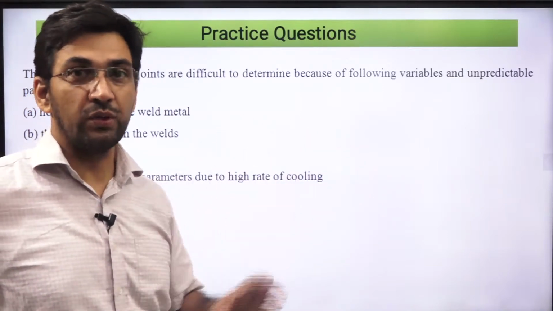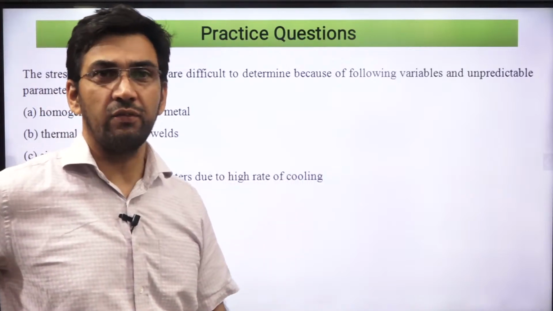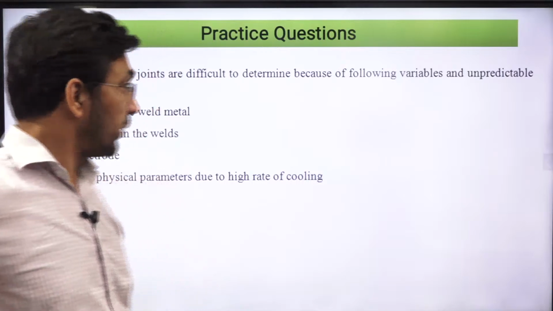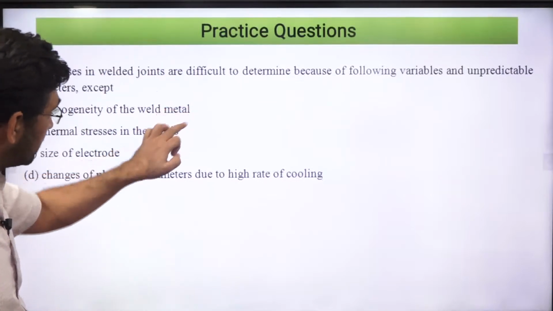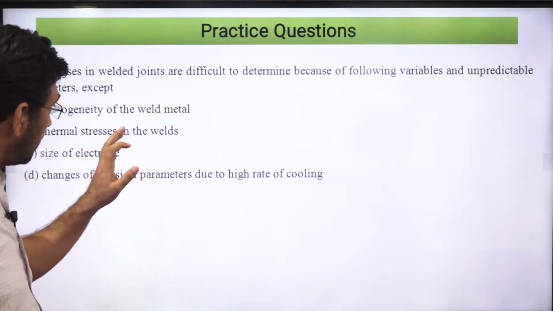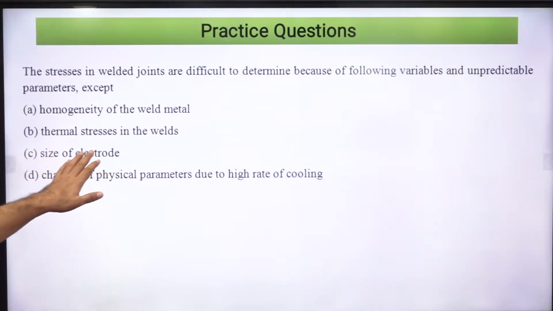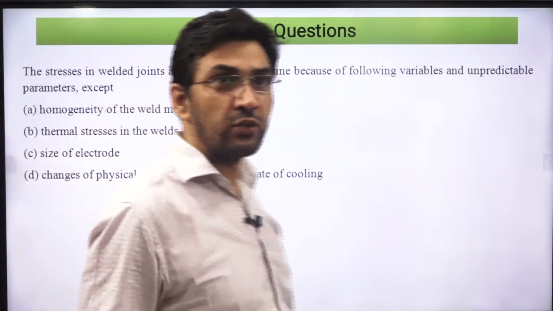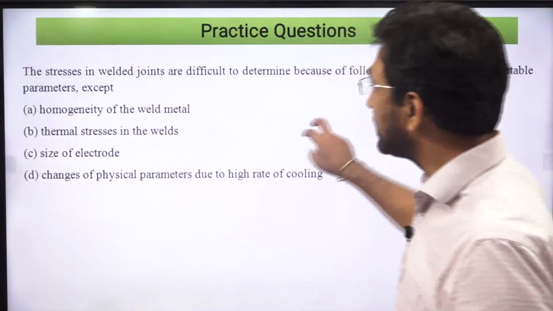Even with the common knowledge, the basic knowledge that you have, it becomes difficult to analyze, right? So my point is that even if you are not very clear about this and the other points, it will still look weird to you how it is related to the difficulty of determining the stresses in the welded joint, how it is related to the size of the electrode, right? So now let's see one by one.